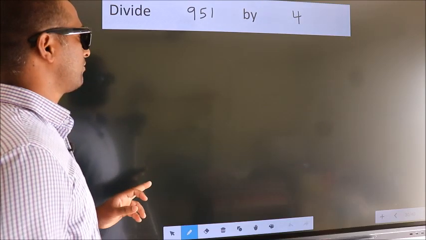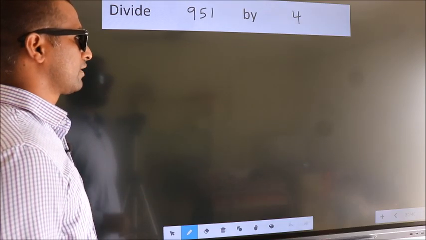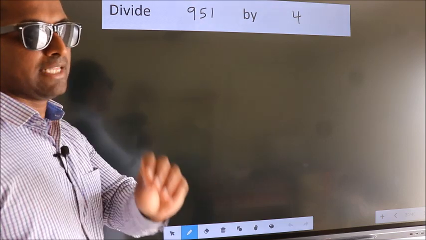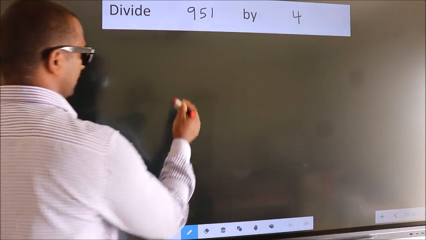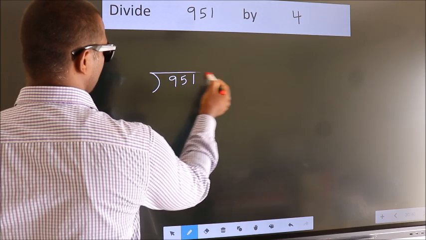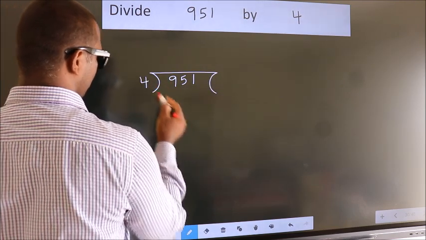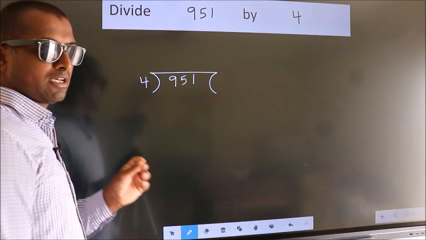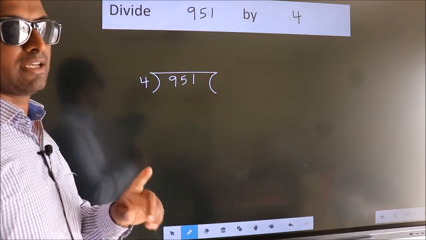Divide 951 by 4. To do this division, we should frame it in this way. 951 here, 4 here. This is your step 1.